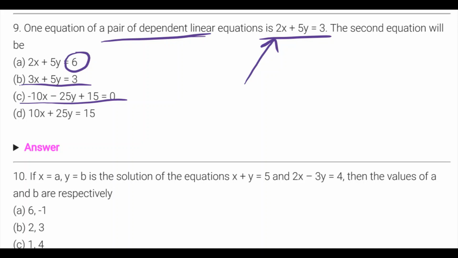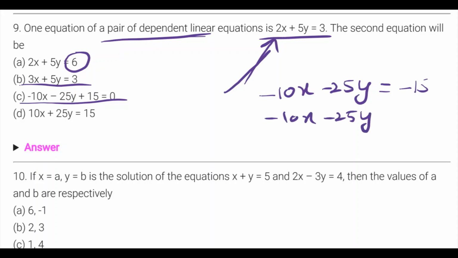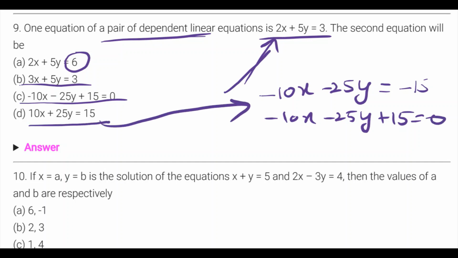If you multiply minus 5 for this equation, it is minus 10x minus 25y equals minus 15, which is minus 10x minus 25y plus 15 equals 0. And option D represents the same equation actually. If you multiply minus here, it's plus. So these two are the possible answers.